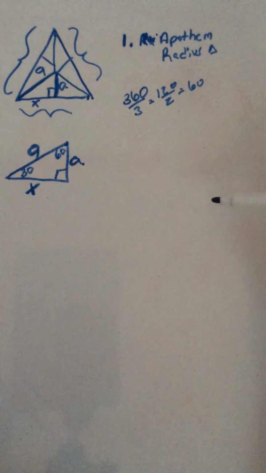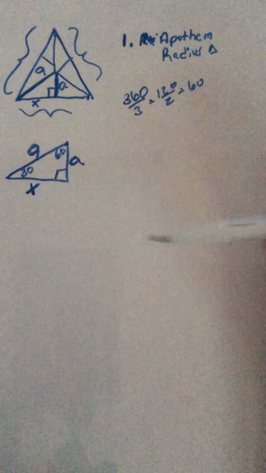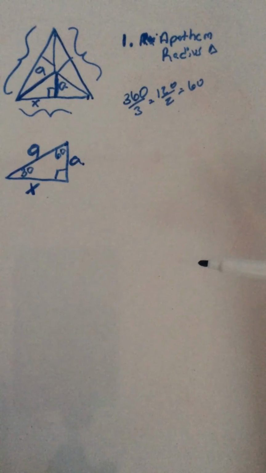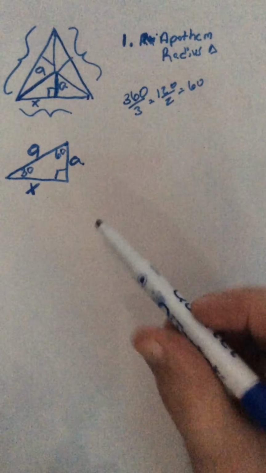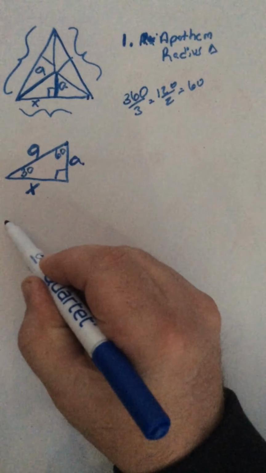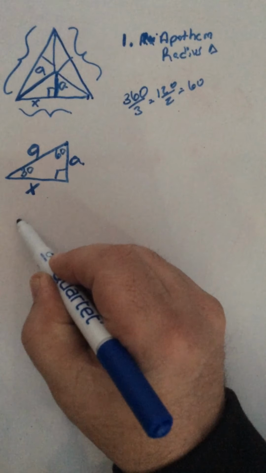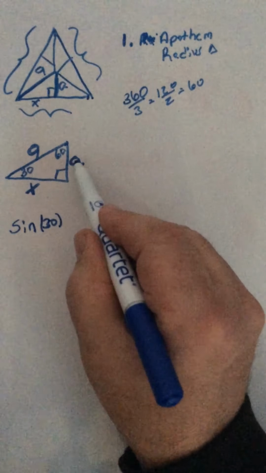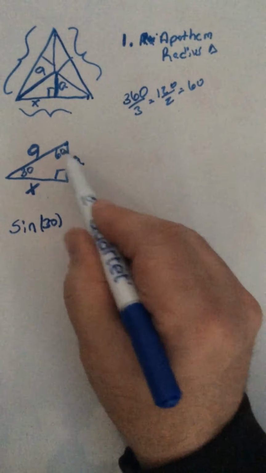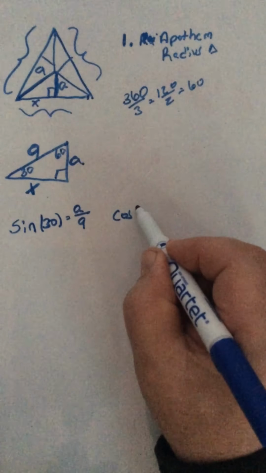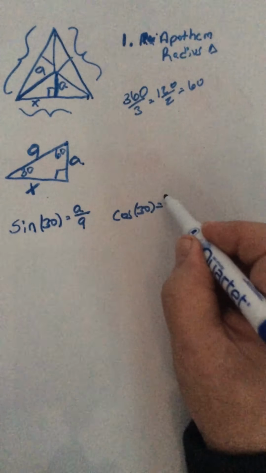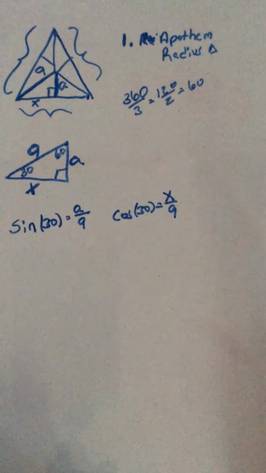Well, we could use method 1, which was special right triangles, 30, 60, 90 triangles, which I'm not a big fan of. But you could do it. I'm going to use SOHCAHTOA trig instead. So I'm going to come over here and say that the sine of 30 is opposite over hypotenuse, is a over 9. And I'm going to use the cosine of 30 because I know that's adjacent over hypotenuse, or x over 9.